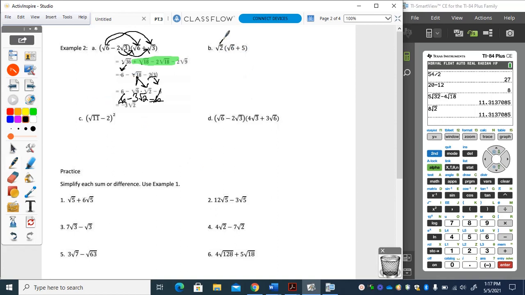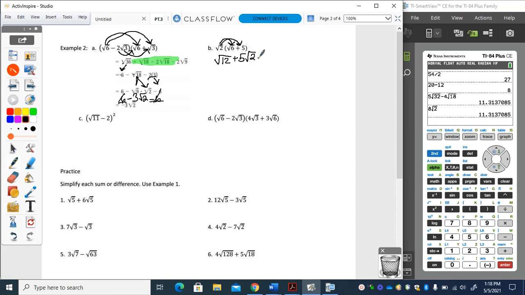So let's start by doing the square root of 2 times the square root of 6. Well, they both have a radical, so we'll just multiply those numbers, 2 times 6. Well, that is 12. Now we'll do the square root of 2 times 5. So that'll get us plus 5 times the square root of 2.